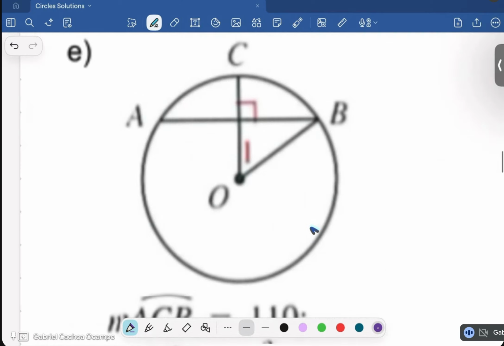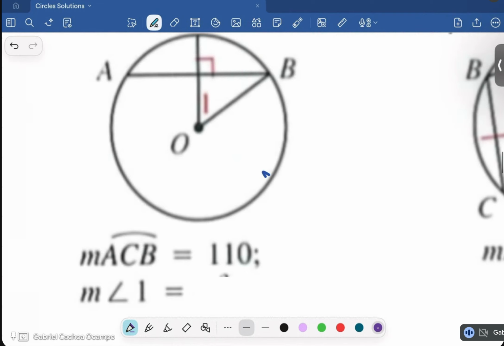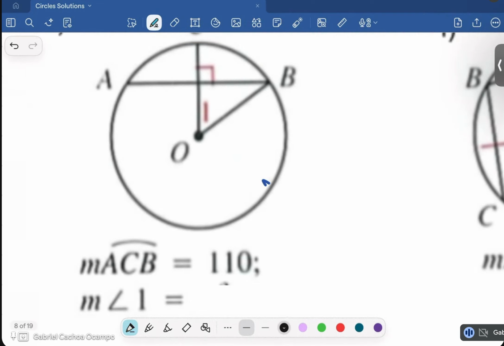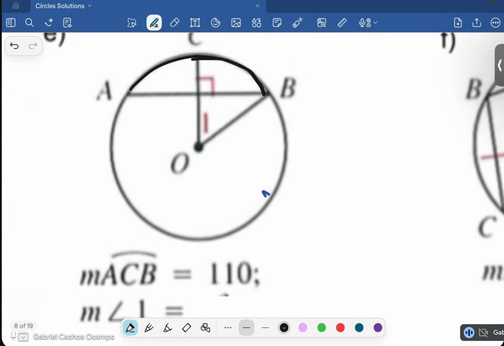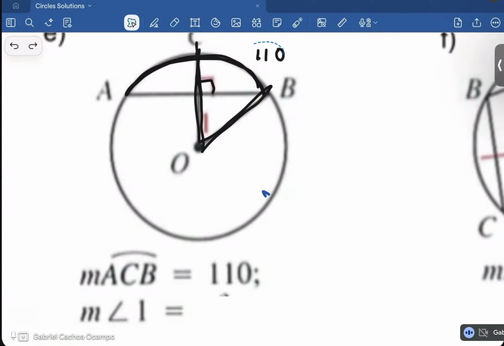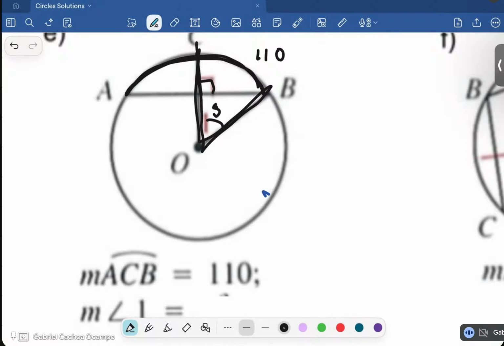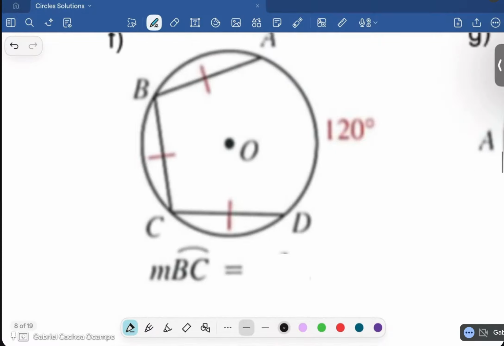I invite you to do them, but if you're struggling, you can keep watching. So ACB measures 110. Because I have a 90-degree angle, that means that I am cutting it in half. So this one does not measure 110. That one would measure 55, no? Because I am cutting the 110 in half.